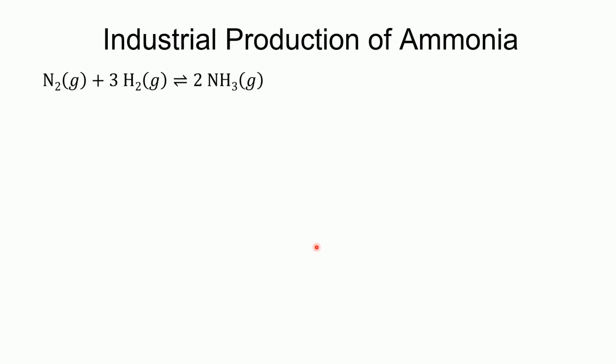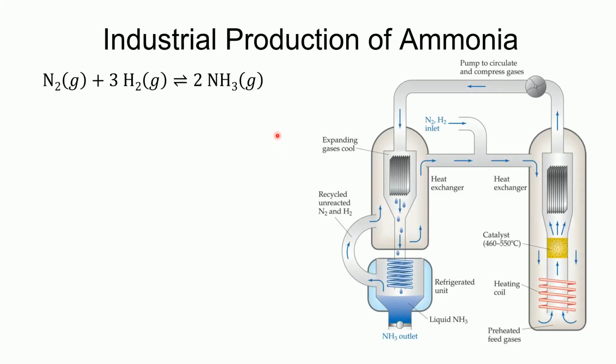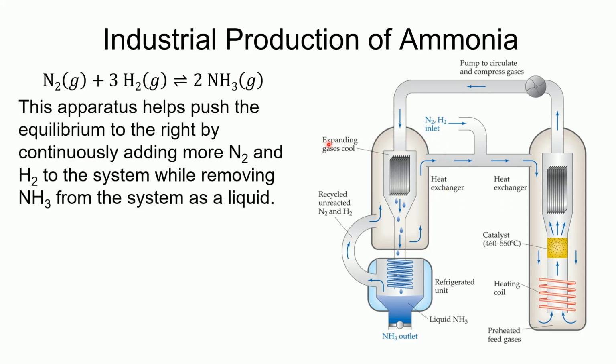All right, so here I want to look at the industrial production of ammonia. When ammonia is produced on an industrial scale, this is a diagram of what that equipment would look like. So we take advantage of several of the things that we talked about when we were looking at how we can affect the position of the reaction, how we can shift the reaction either to the left or to the right.